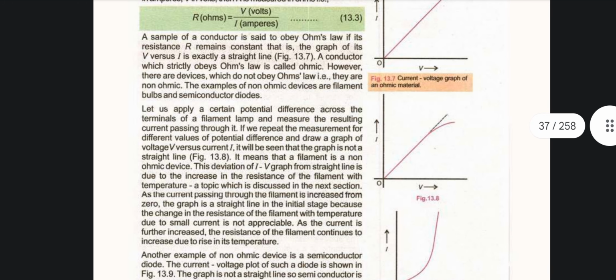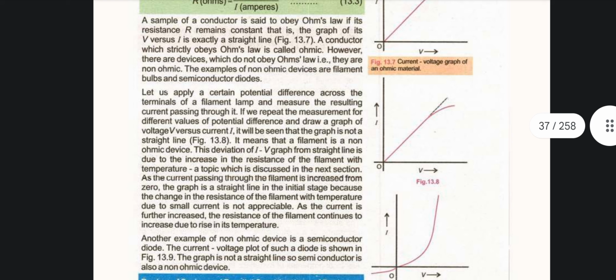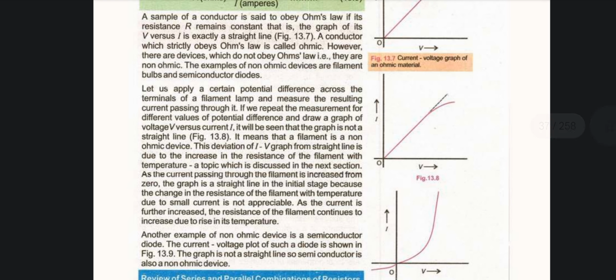A sample of conductor is said to obey Ohm's law if its resistance R remains constant, that is, if the graph of V versus I is exactly a straight line. A conductor which strictly obeys Ohm's law is ohmic. However, there are devices which do not obey Ohm's law and are non-ohmic. Examples of non-ohmic devices are filament bulbs and semiconductor diodes.